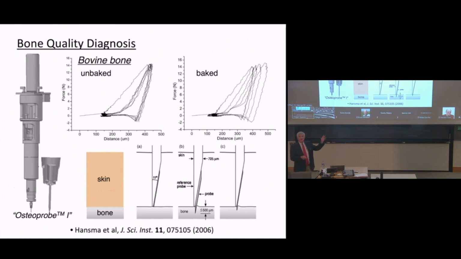And since then, they figured it all out, and they've got it all worked out clinically, and they know what to look for in these curves to assess what your bone quality is. So anybody ever has bone quality problems, ask for an osteoprobe nanoindentation test.